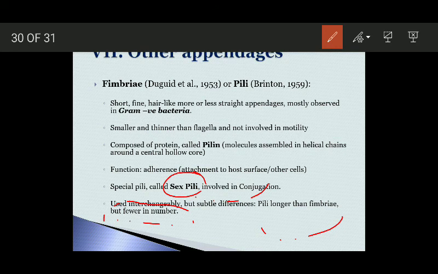The terms fimbriae and pili are sometimes used interchangeably. That means when we talk of fimbriae, it includes pili. But there are differences between pili and fimbriae. While pili are longer than fimbriae, their number is fewer as compared to the fimbriae. So this is all about today's topic.